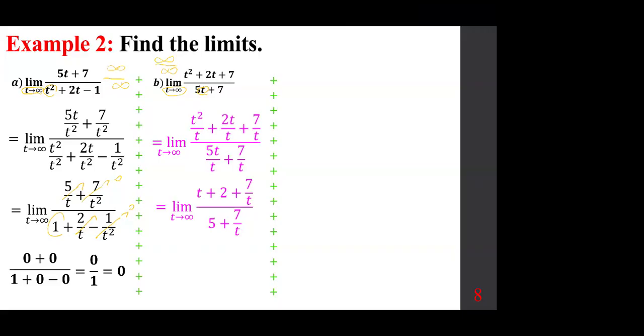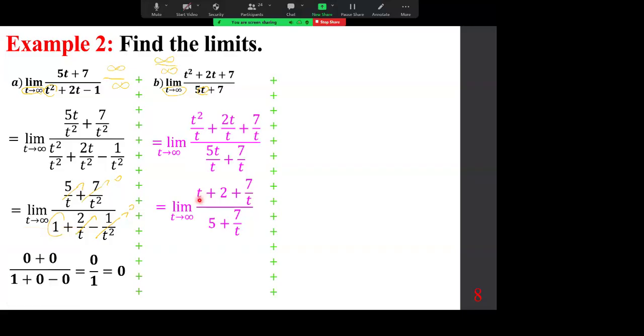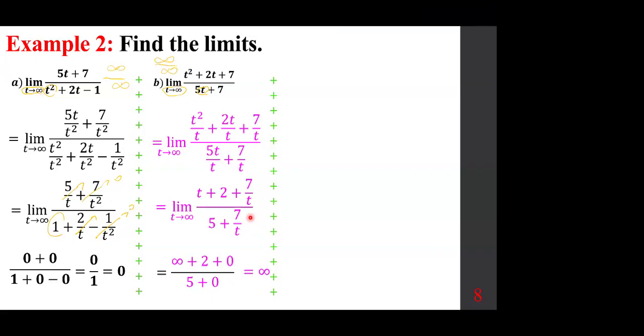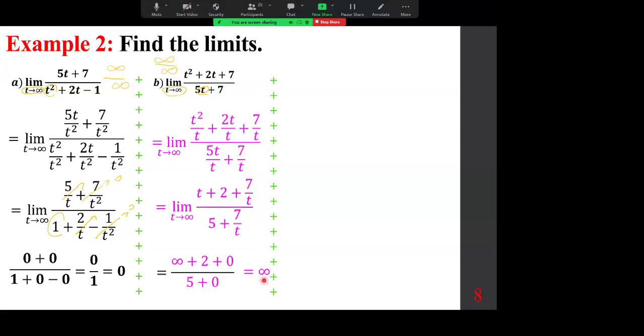So what happens? Infinity plus 2 in the numerator, and the denominator is 5 plus 0. So the numerator is infinity plus 2, that means infinity. The denominator is 5 or 5,000 or 5 billion, makes no difference. You get infinity times the positive number, infinity. Infinity divided by a positive number is infinity. The only thing is, if this was negative, we would get negative.